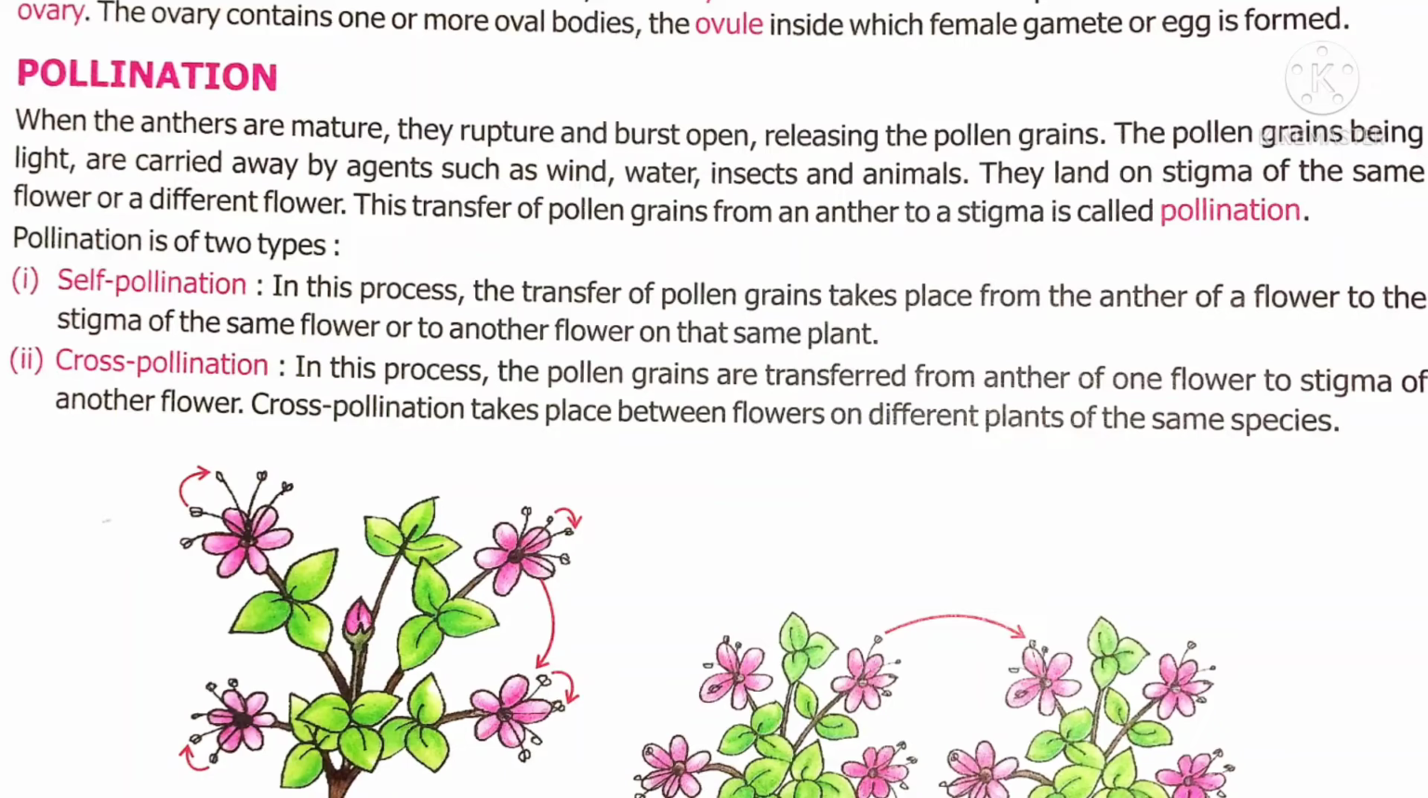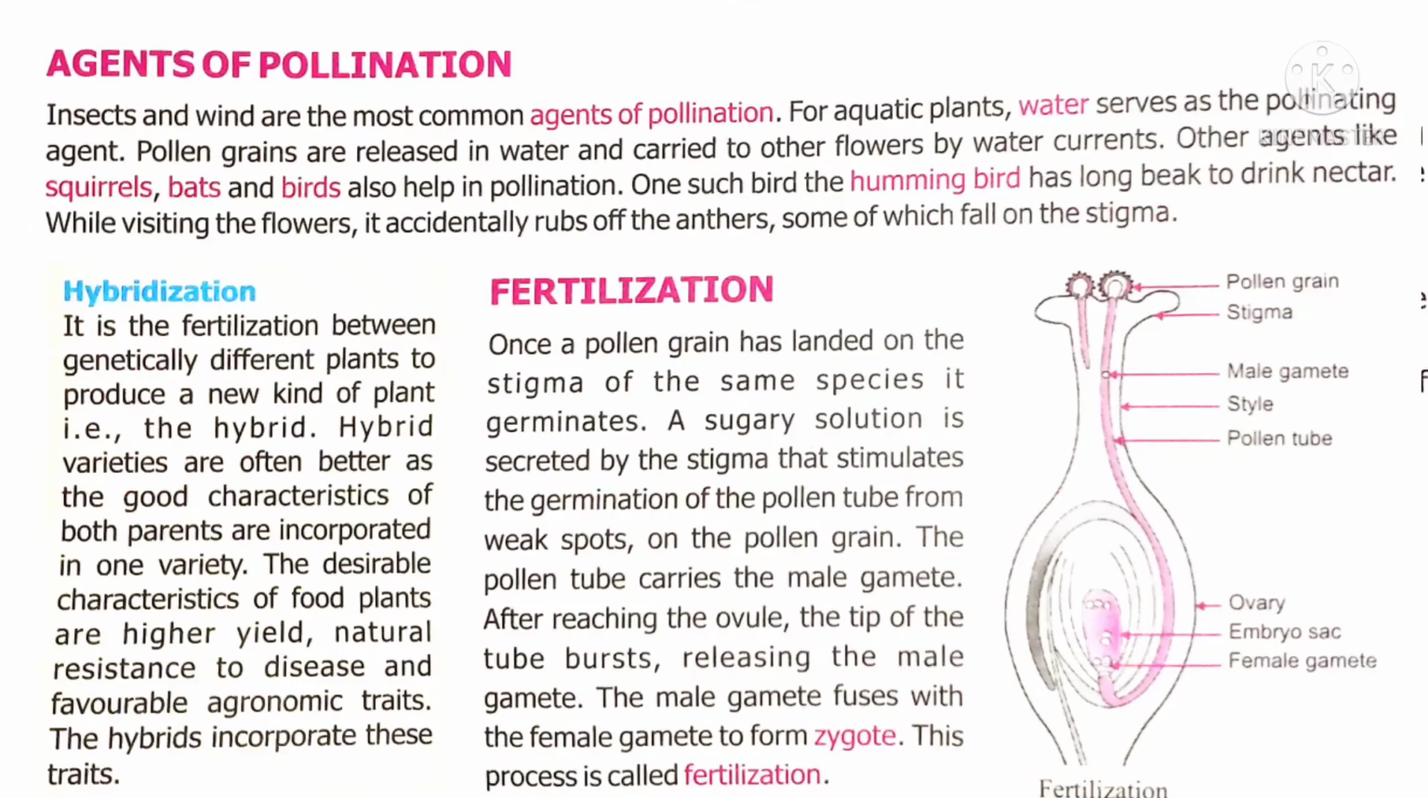In self-pollination, pollen grains are transferred from the anther of a flower to the stigma of the same flower or another flower of the same plant. This is called self-pollination. Then what about cross-pollination? Here, pollen grains are transferred from the anther of one flower to the stigma of another flower of another plant. This is called cross-pollination. Several factors involved in the process of pollination are insects, wind, birds, bats, squirrels, etc.